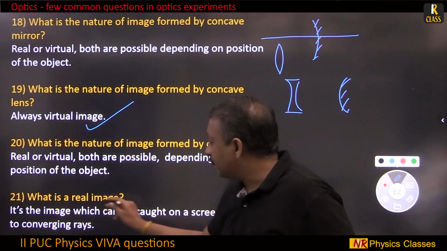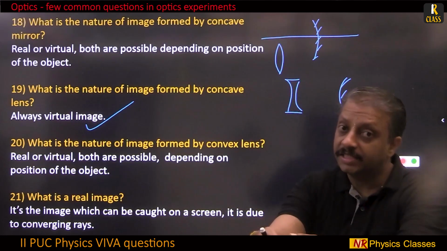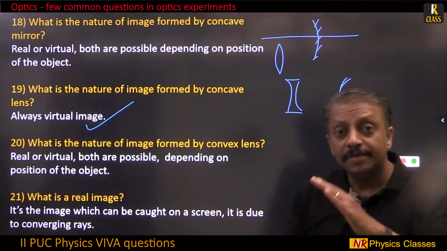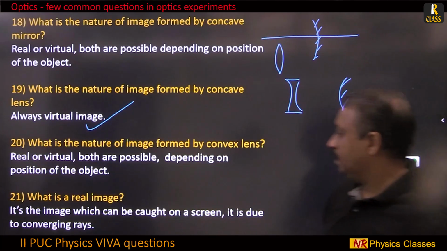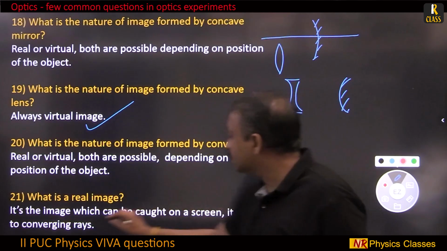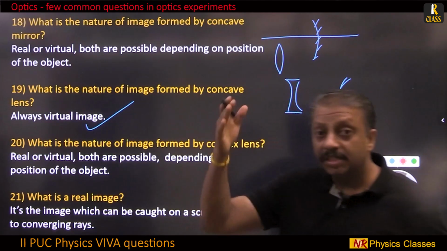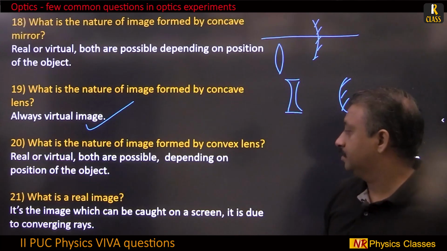What is a real image? A real image is one formed by converging rays, and which can be caught on the screen. It's the image which can be caught on a screen. It is due to converging rays. Screen mele image sigutte. Real.